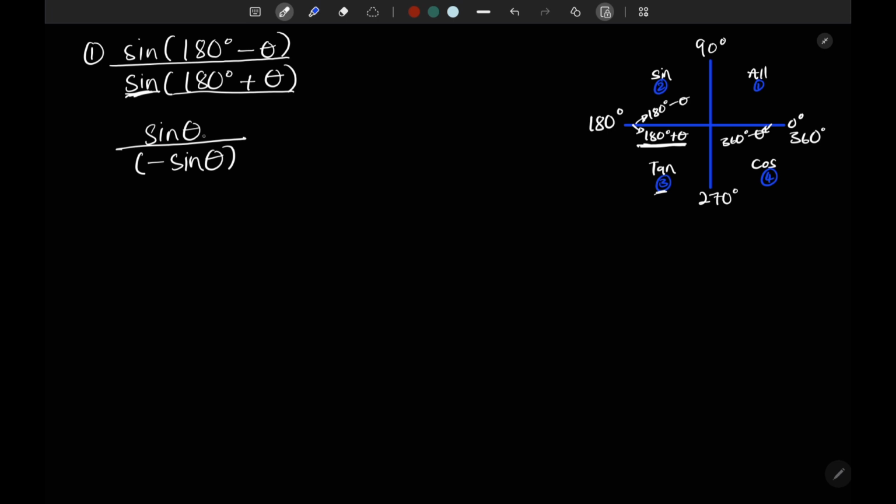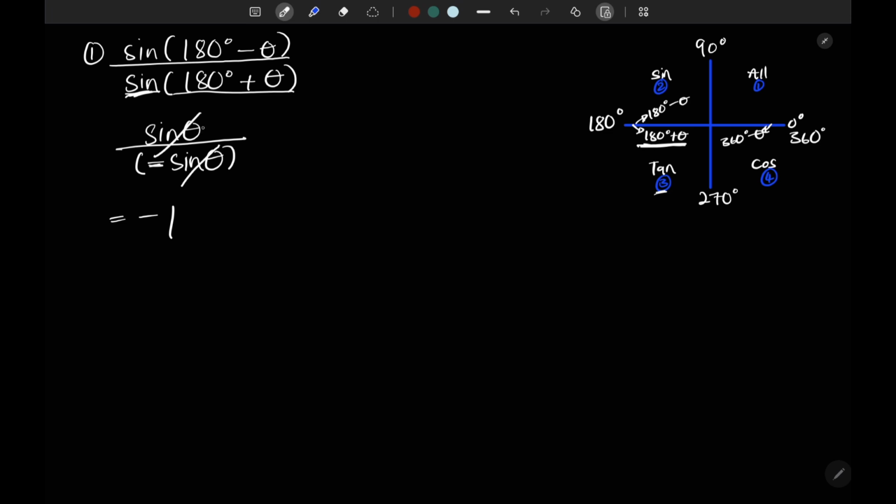Okay, now we have sine theta and negative sine theta. What do we do now? We have a fraction, so you have a numerator. In our numerator, we have sine theta. In the denominator, we have sine theta. So we are allowed to cancel. This cancels with that. What are we left with? We have a negative here. So our answer is negative 1.